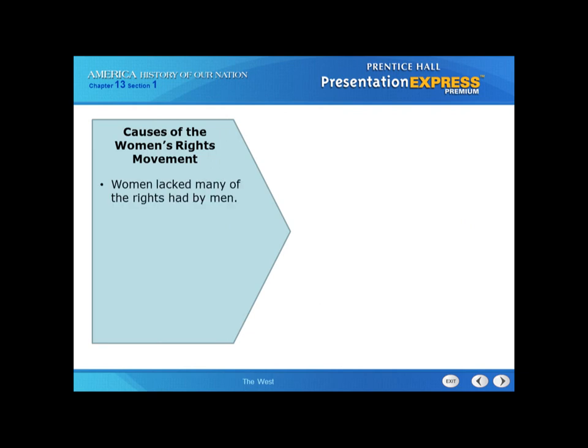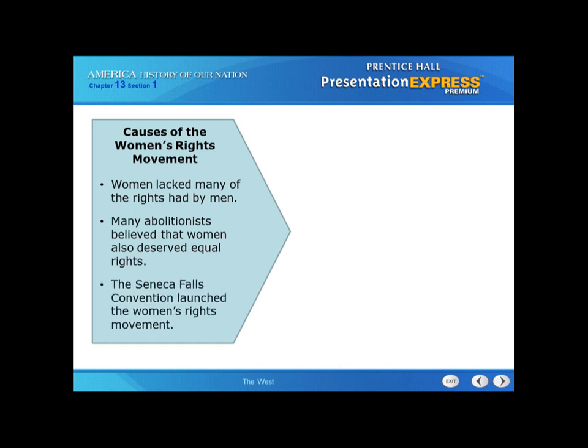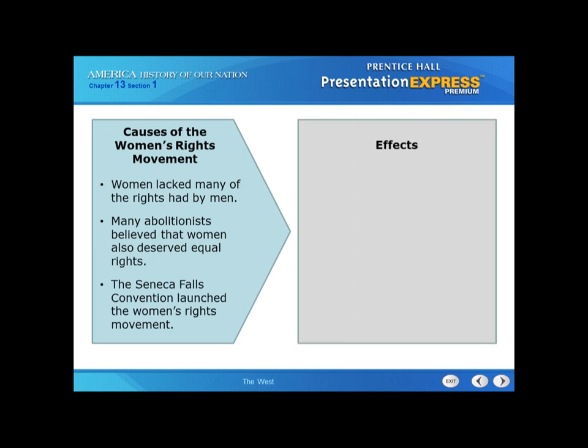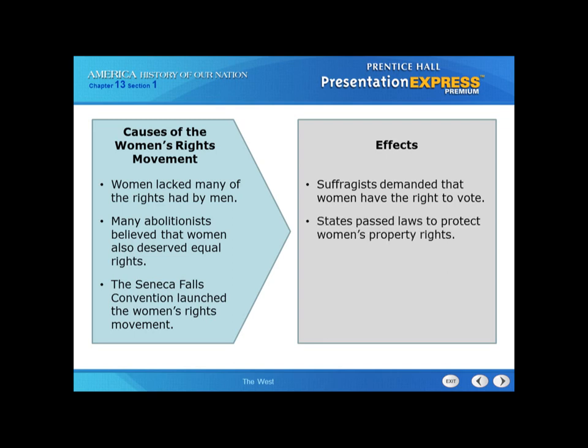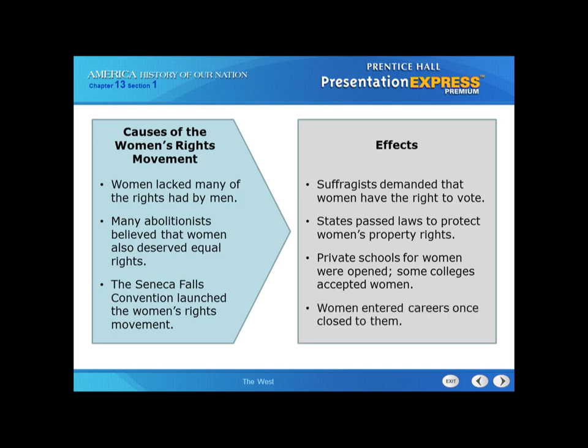Finally, our last slide. Causes of the women's rights movement. Women lacked many of the rights had by men. Many abolitionists, again against slavery, believed that women also deserved equal rights. The Seneca Falls Convention launched the women's rights movement. Some effects: suffragists demanded that women have the right to vote. States passed laws to protect women's property rights, and private schools for women were opened. Some colleges accepted women. And finally, women entered careers once closed to them.